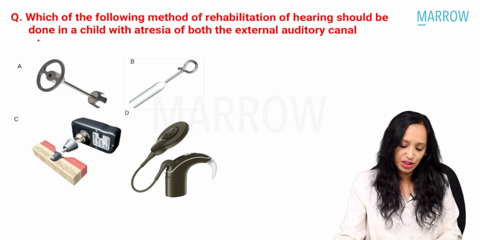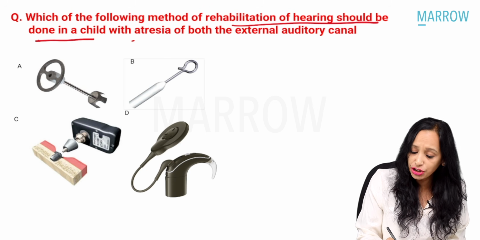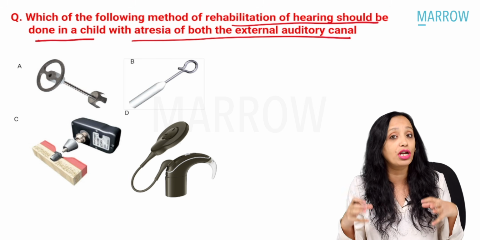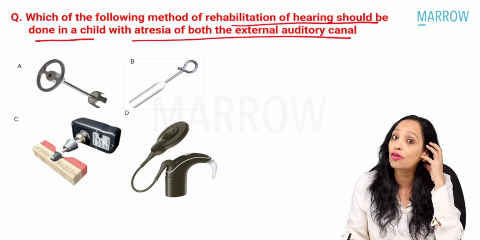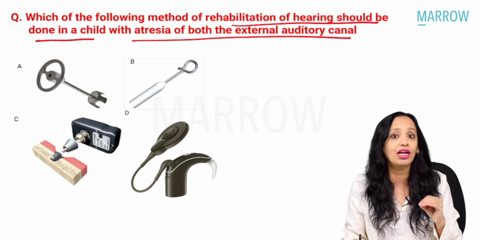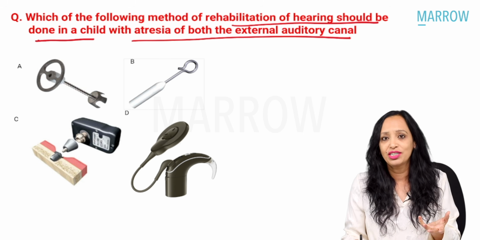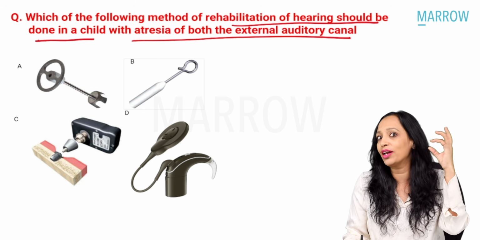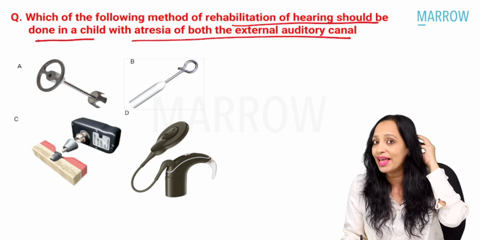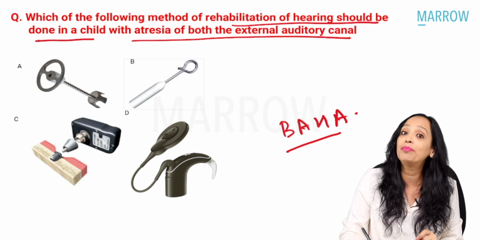Now coming to the next question, which of the following method of rehabilitation of hearing should be done in a child with atresia of both the external auditory canal? So when there is atresia of the external auditory canal, when there is external deformities of the pinna, so that you cannot use a normal conventional hearing aid, then we use a hearing aid which does not need to anchor on the pinna or in the external auditory canal. Yes, it anchors to the bone behind the pinna, and that is known as bone anchored hearing aid or BAHA.